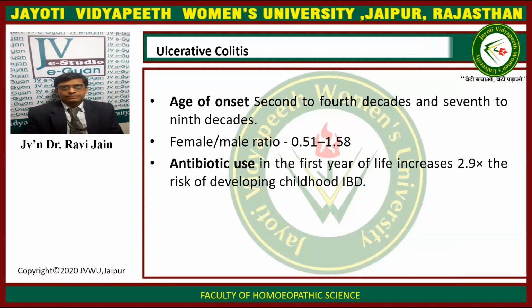The age of onset: the second to fourth decades is the most commonly affected age group, and then 7 to 9 decades. So it has a bimodal age distribution. The first one is the second to fourth decade, and the second one is the 7 to 9 decade. The female to male ratio is 0.51 to 1.58. Antibiotic use in the first year of life increases 2.9 times the risk of development of childhood inflammatory bowel disease. So if the child is using a lot of antibiotics during childhood, because of any cause, then it can lead to increased development of inflammatory bowel disease.